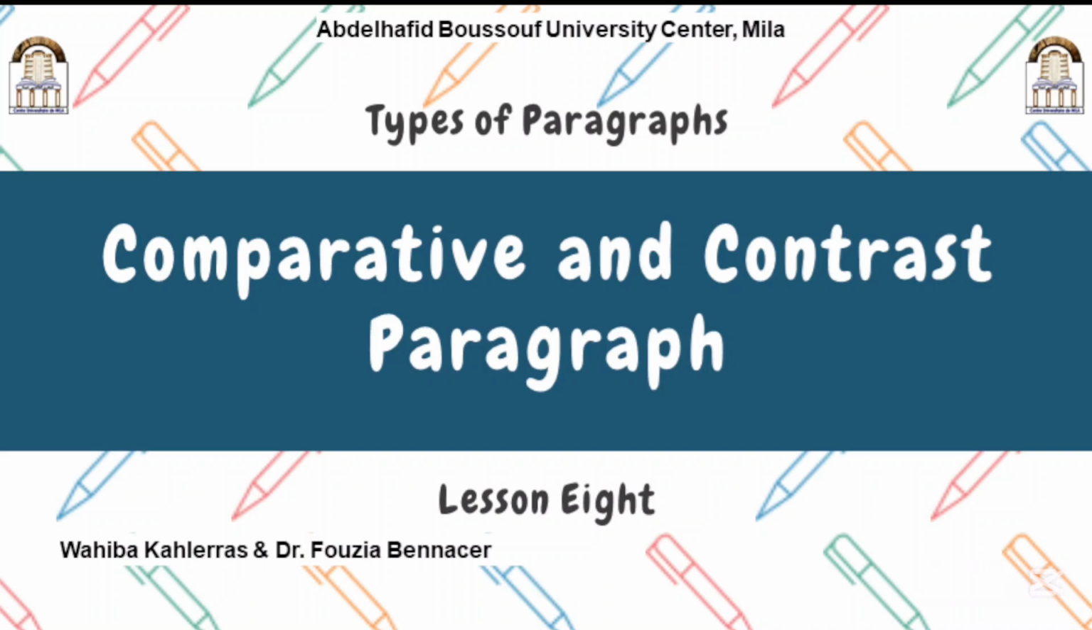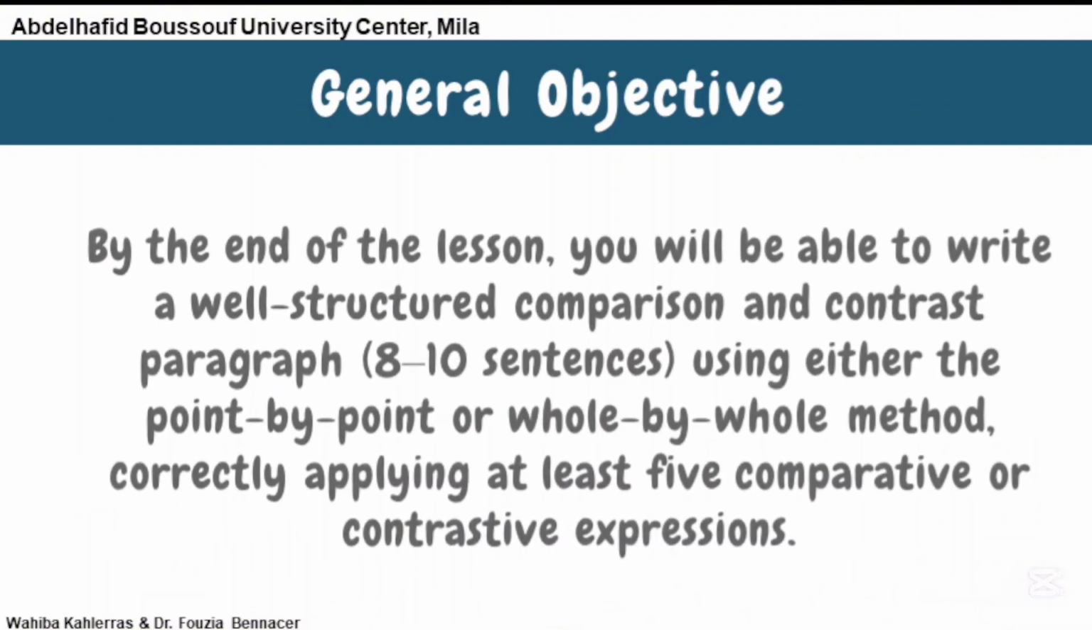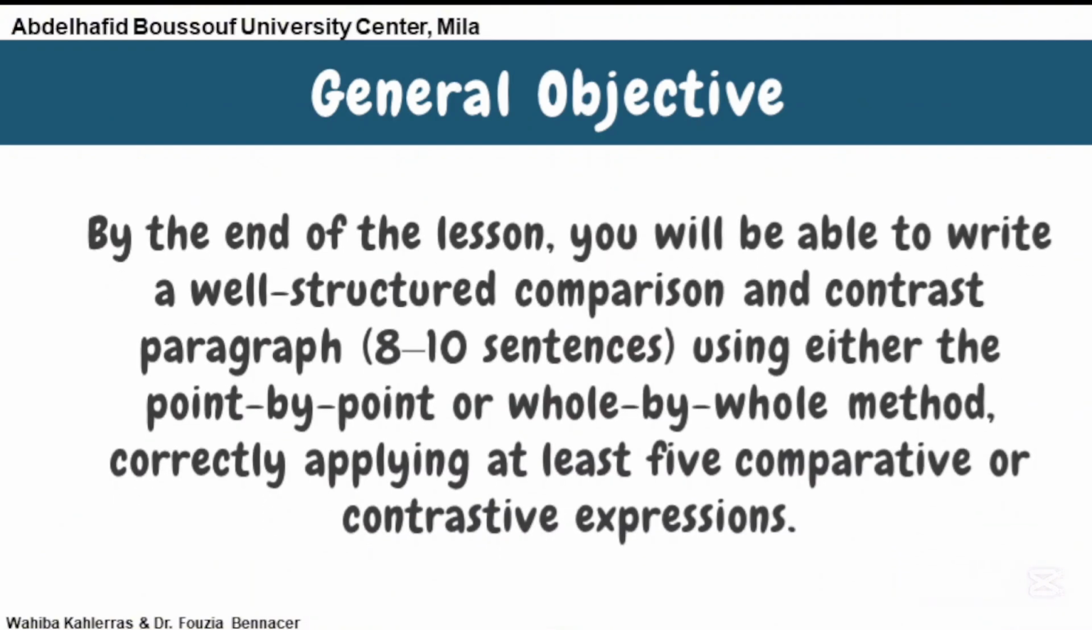By the end of the lesson, you will be able to write a well-structured comparison and contrast paragraph from 8 to 10 sentences. Notice that we started with writing a simple sentence, then 3 sentences. Last time with paragraph writing, we wrote around 5 sentences, and now we are reaching 8 to 10 sentences. We are moving progressively using either point by point or whole by whole method.